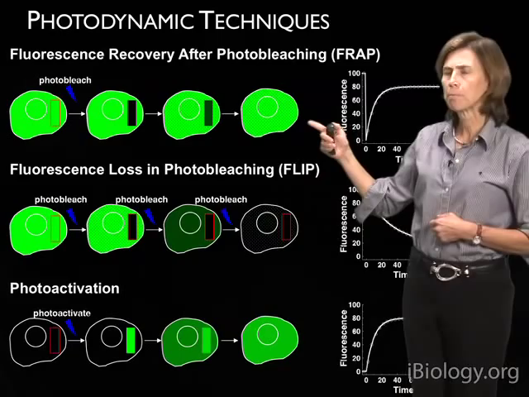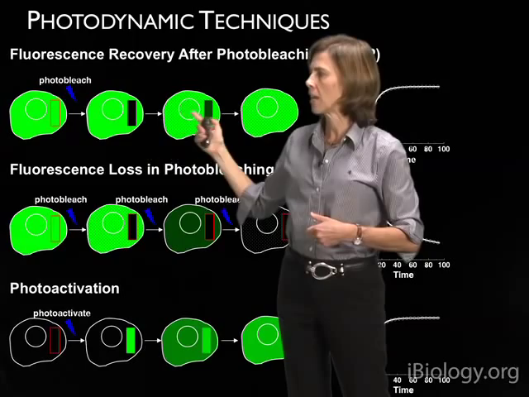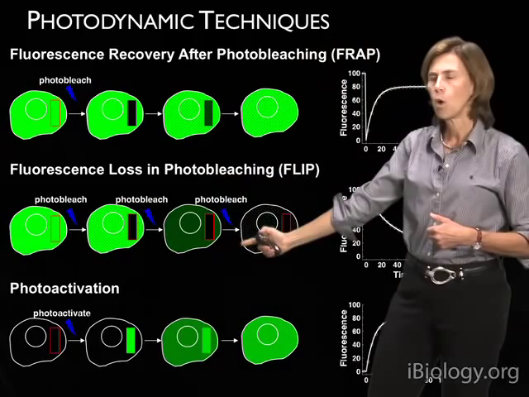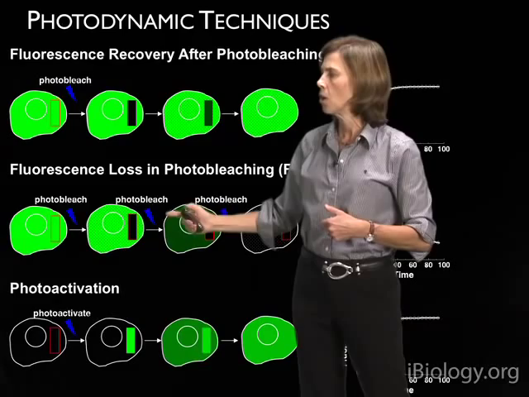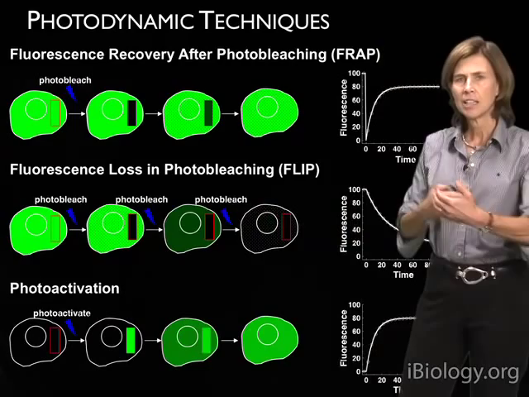With FRAP, one eliminates fluorescence by photobleaching and looks at the exchange of the bleached and non-bleached pools. In FLIP, one eliminates fluorescence in a particular region of interest and does so continuously to then watch the effect of that on fluorescent molecules that are outside that region. And that provides insight into the overall dynamics of proteins that are tagged within cells.